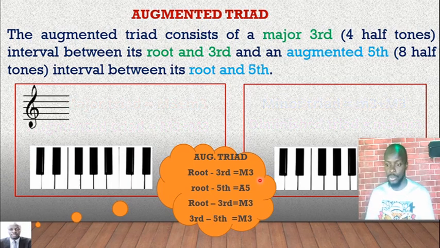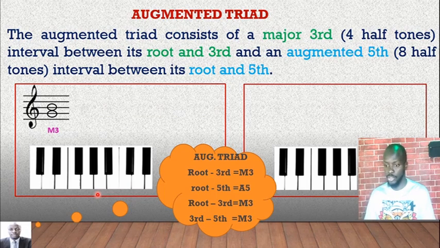The first one, let's build an augmented triad on G. So of course, we'll look for a major third, right? From G to B is a major third. So it means on your keyboard from G straight to B, a major third, and of course, you have 4 semitones between them. That's 1, 2, 3, and 4. 4 semitones, so that's a major third.